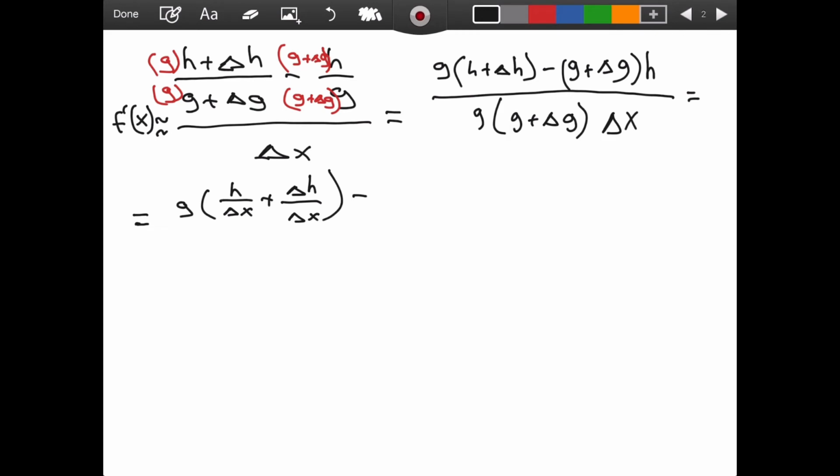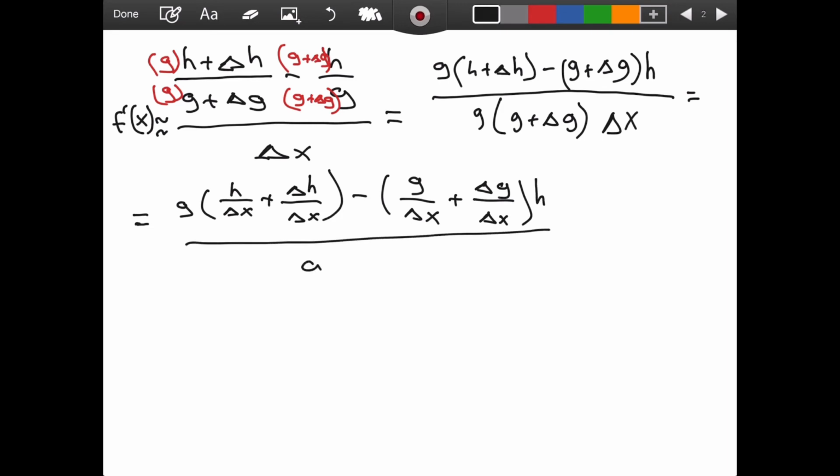Then we have a minus. Again, I am dividing what is inside the parentheses. Delta g divided by delta x times h. This is divided by g plus delta g. And notice we do not have another delta x in the denominator because we already divided it like this. So this is great.